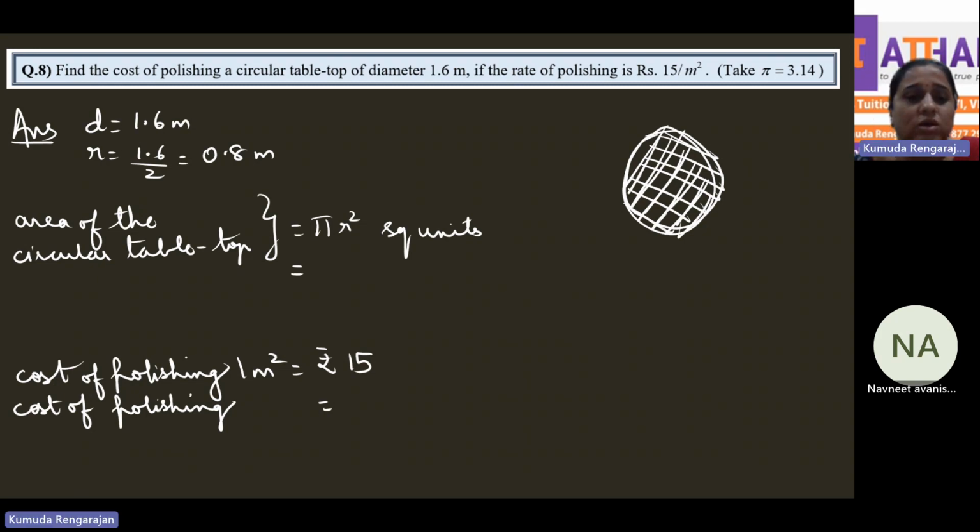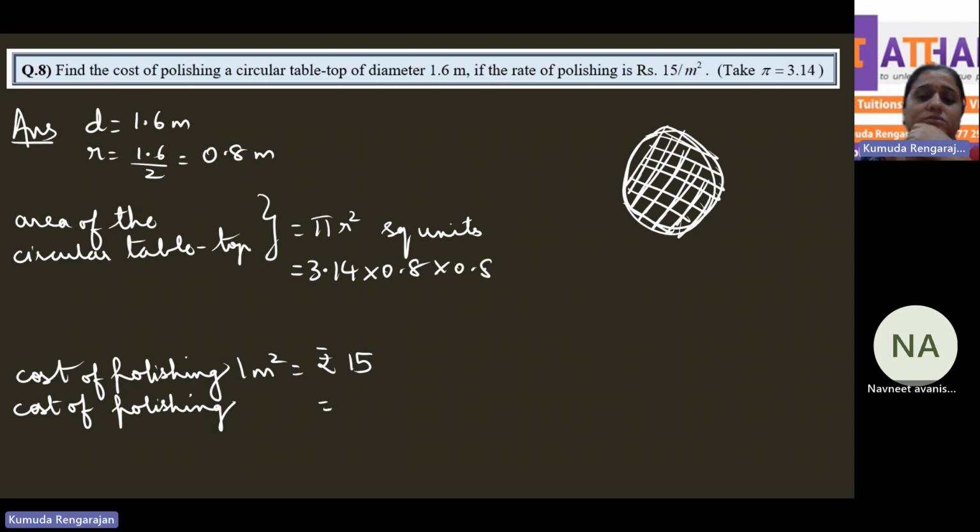Why is it taking this long, children? Ma'am, done, ma'am. Ma'am, I got the answer. Okay, read out your steps. Yes, ma'am. Area of the circular tabletop. Continue, please continue. Okay, is equal to 3.14 into 0.8 into 0.8.